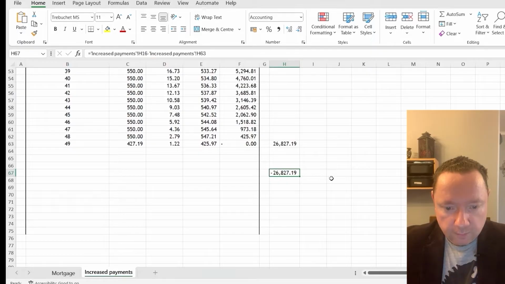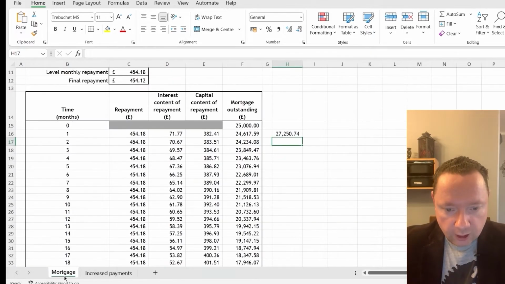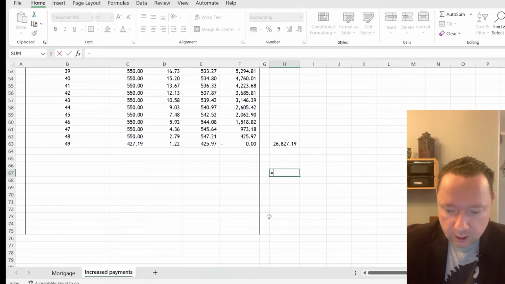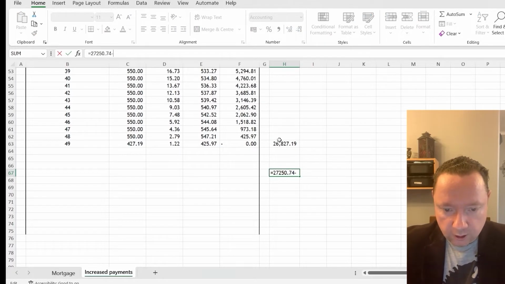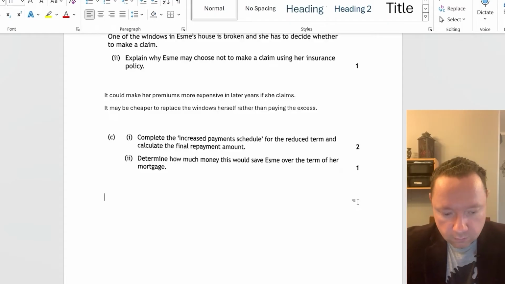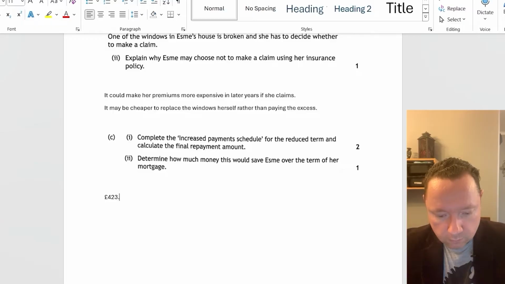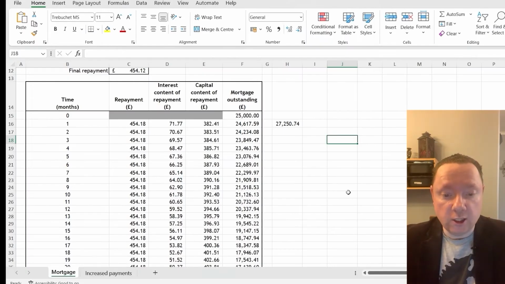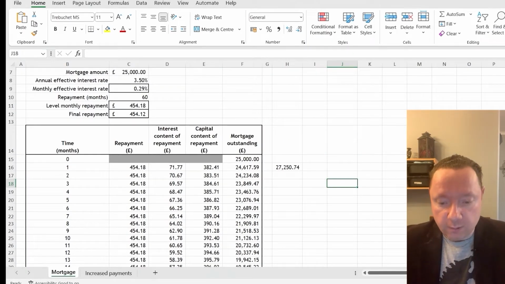It's not worked, has it? If it doesn't work for you, just check the number. 27250 minus, let's just click that box now. We'll give it 42355. Could have also done this just by doing the difference in the interest, but there we are.